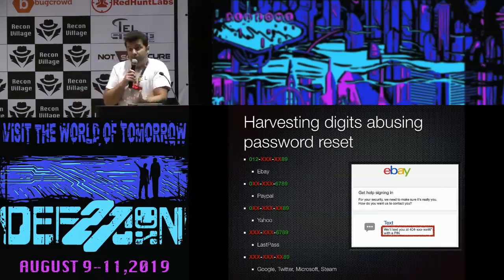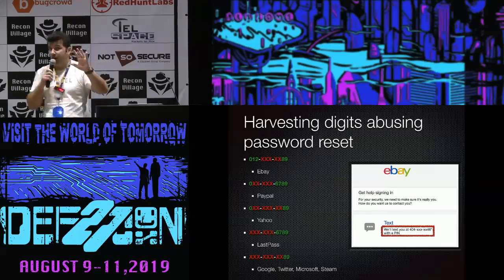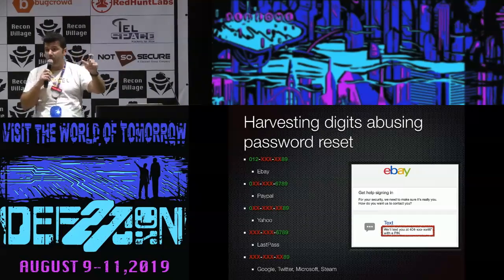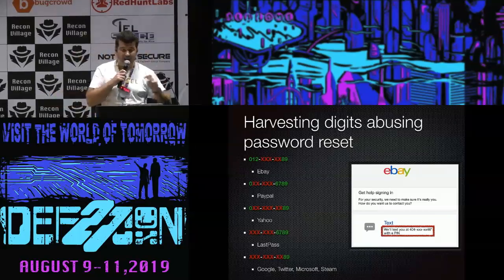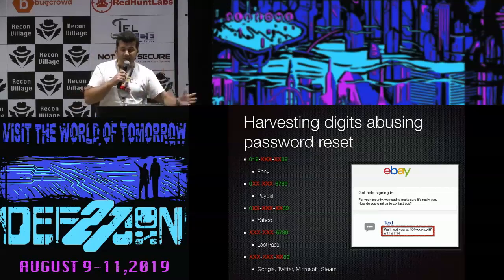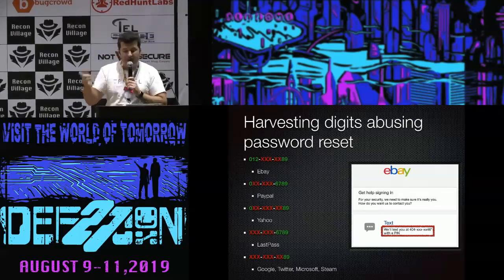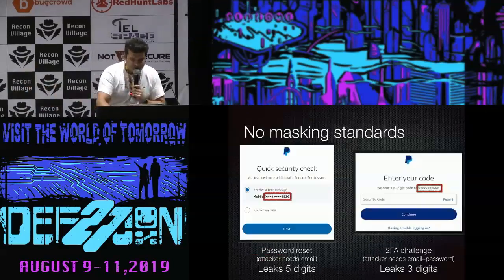eBay was actually the worst that I could see. It shows to anyone that has your email address and initiates the password reset with that the first three digits, the area code, this is for American numbers, and the last two. PayPal shows the first one and the last four. LastPass shows the last four. Yahoo shows the first one and the last two. And the most common thing I've seen is the last two.